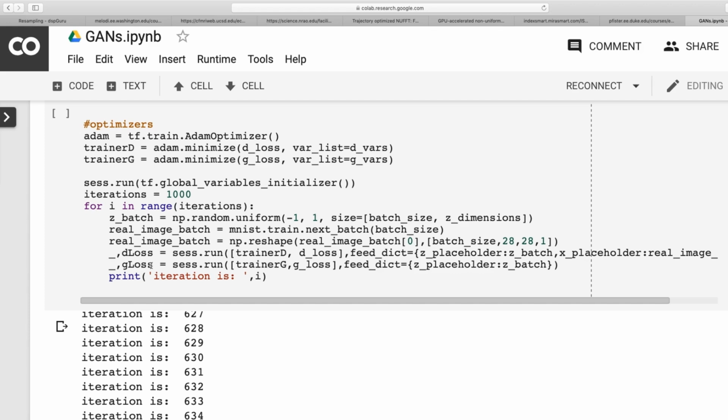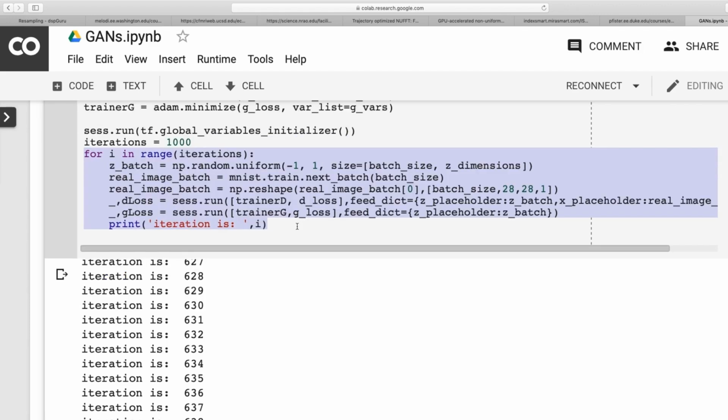In today's deep learning, ADAM seems to be the best SGD, or stochastic gradient descent, optimizer, as it utilizes adaptive learning rates and momentum. We call ADAM's minimize function and also specify the variables we want to update. The training loop is as follows. During every iteration out of 1,000 total iterations that we have specified in the beginning of the code, there will be two updates being made, one to the discriminator and one to the generator.